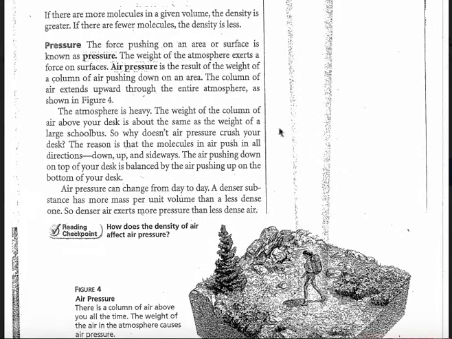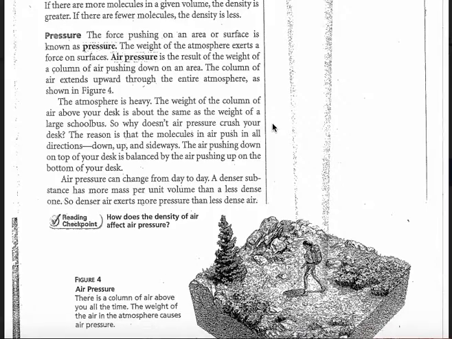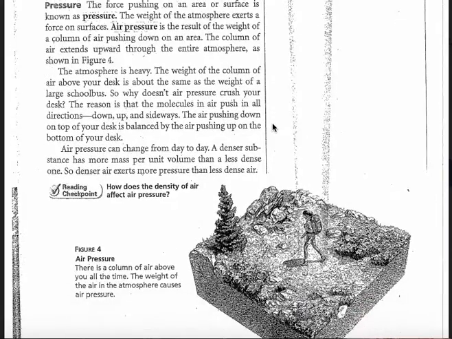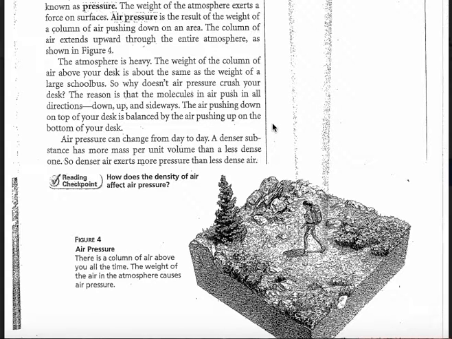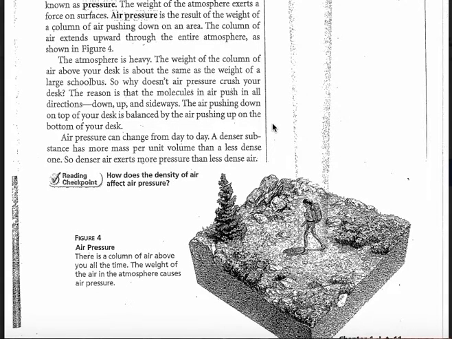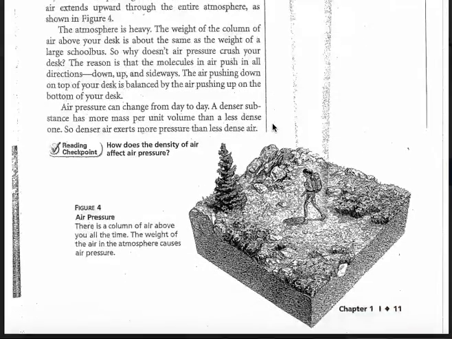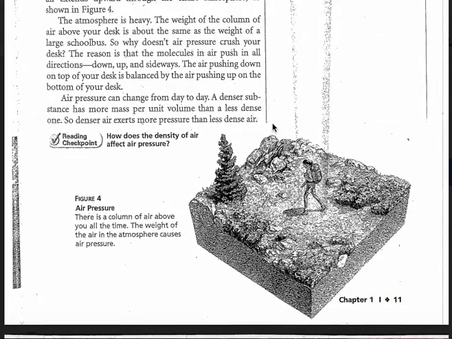The atmosphere is heavy. The weight of the column of air above your desk is about the same as the weight of a large school bus. So why doesn't air pressure crush your desk? The reason is that the molecules in air push in all directions: up, down, and sideways. The air pushing down on top of your desk is balanced by air pushing up on the bottom of your desk. Air pressure can change from day to day.